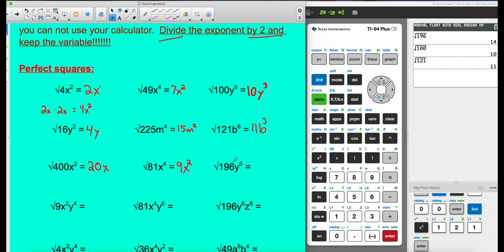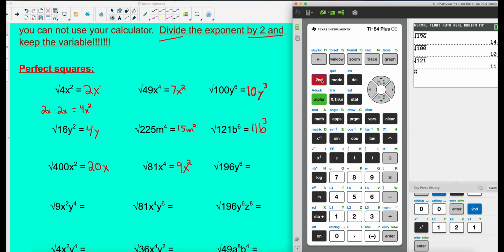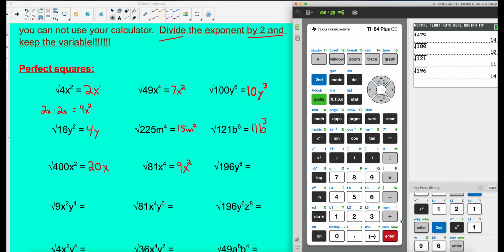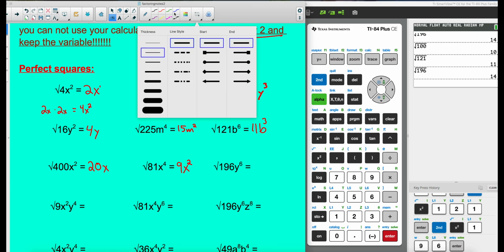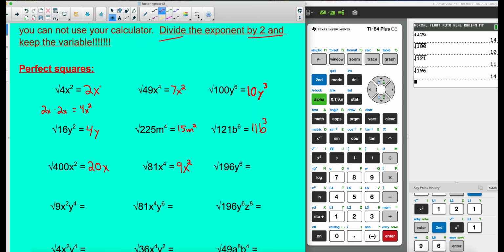196y to the 6. Remember, if you forget the perfect square, guys, don't guess. This is math. We don't want to guess an answer. You want to give me the exact answer. So go to the calculator. That's what it's for. Second function, x squared, 196. You hit enter, and we get 14. So the square root of 196 is 14.